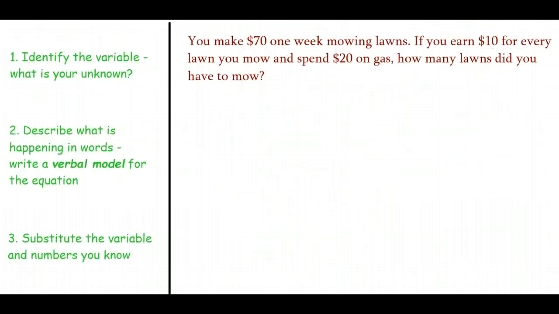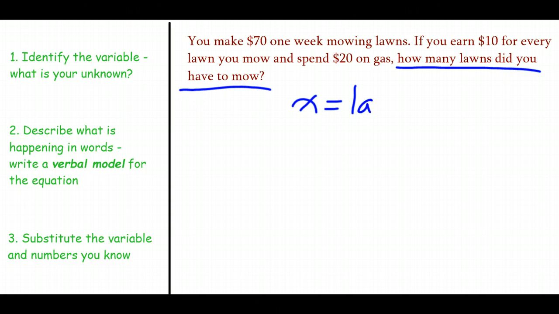Last question for you to work on your own. You make $70 one week mowing lawns. Earn $10 for every lawn you mow and spend $20 on gas. How many lawns did you have to mow to make $70 in 1 week? Go ahead and pause the video, come back, and we will go over it. So our question, how many lawns do you have to mow, is going to give us the clue that our variable needs to be the number of lawns that we mow.